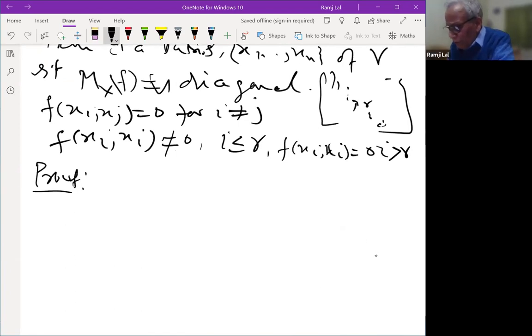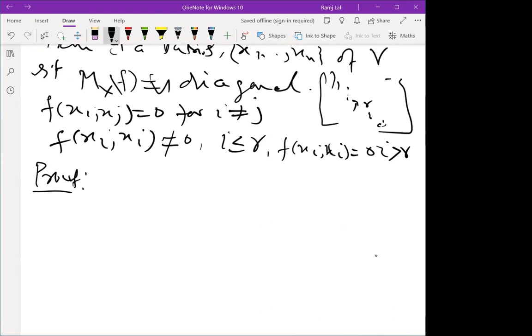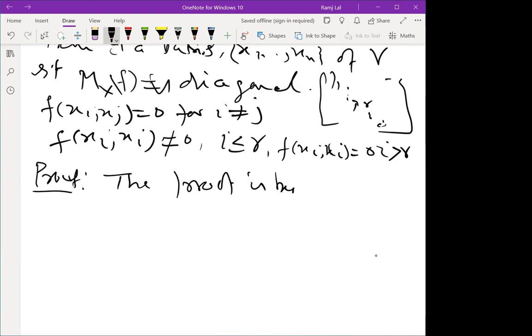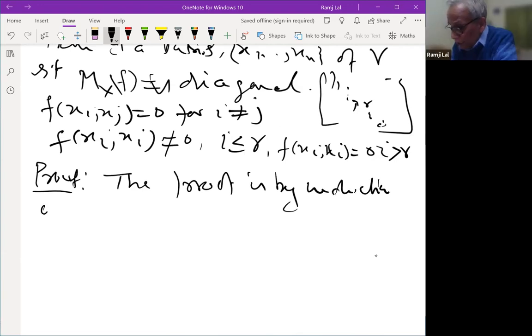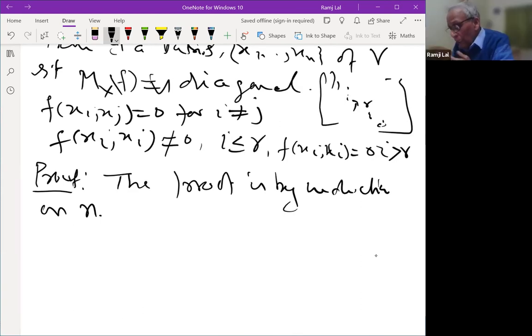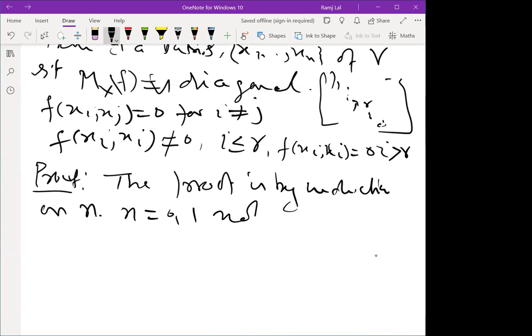So again, I'm recalling the proof. The proof is by induction on n, the dimension of V. If the dimension n is 0 or 1, there is nothing to do.